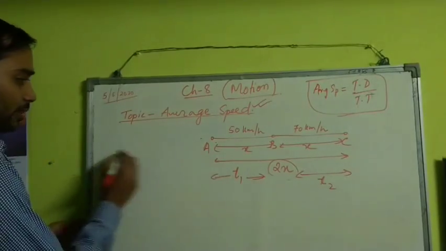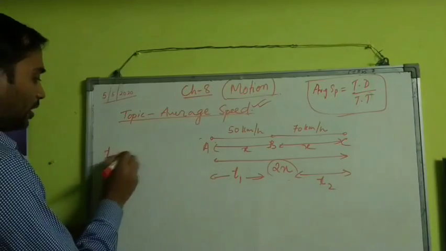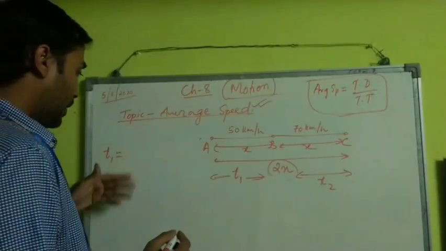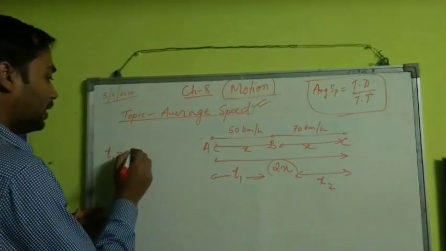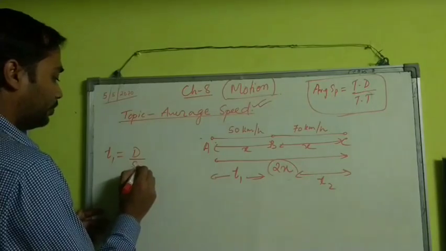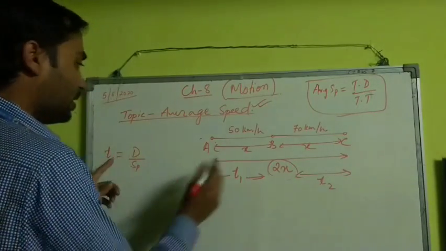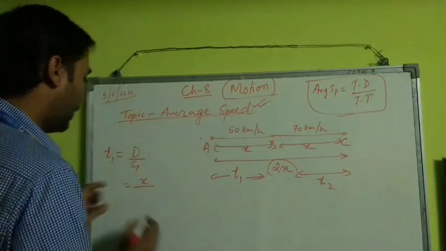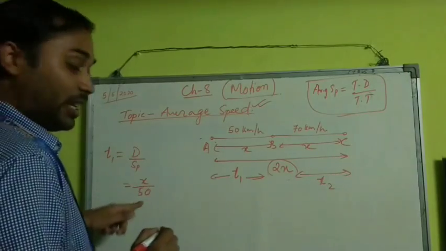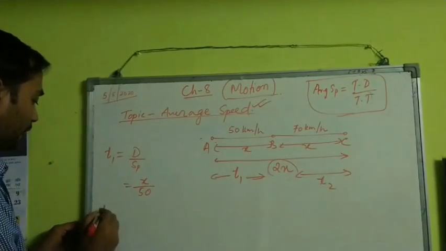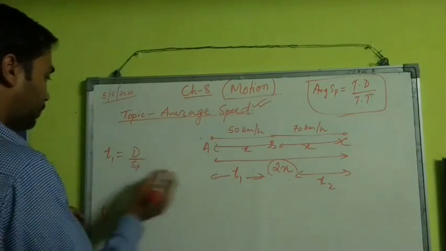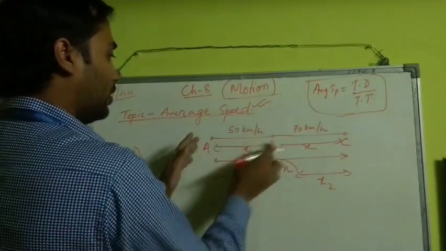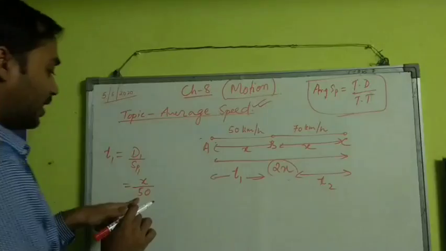Therefore, here we can write time T1 as what? Since speed is equal to distance by time, we can write time equal to distance by speed. So we know the distance for the first half. It is x, and the speed is 50. So T1 becomes x by 50. Similarly, if we find T2, T1 is distance 1 by speed 1. Distance 1 is x, and the speed for the first part is 50. So we have written here 50.